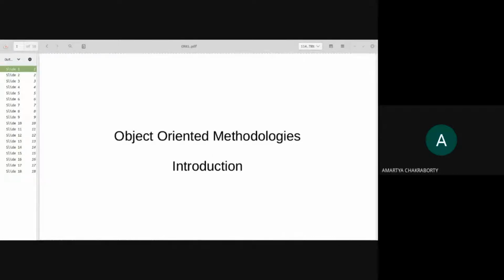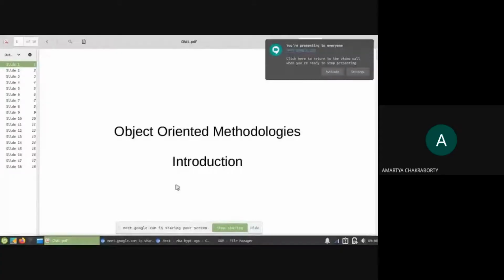Let us start off with the presentation. If you can see the title slide, it is written Object-Oriented Methodologies Introduction. So the subject we are going to study is object-oriented methodologies.